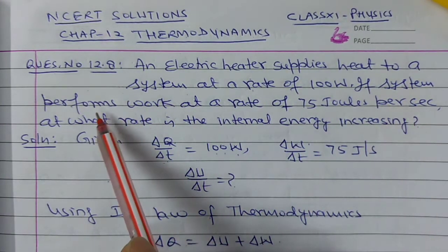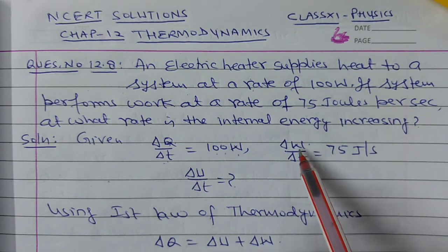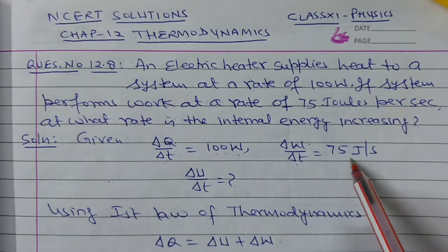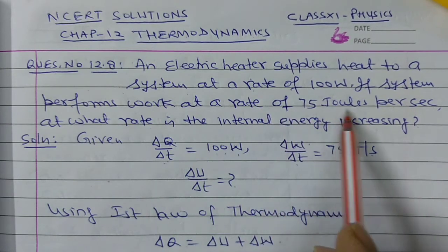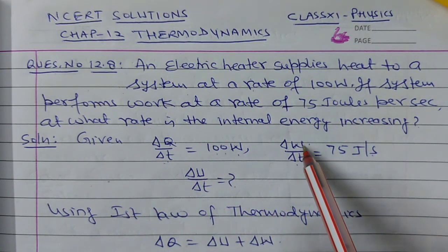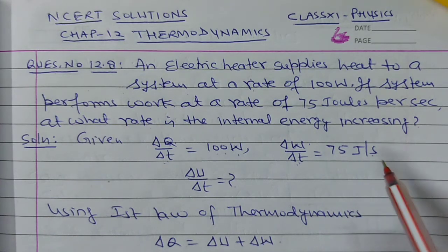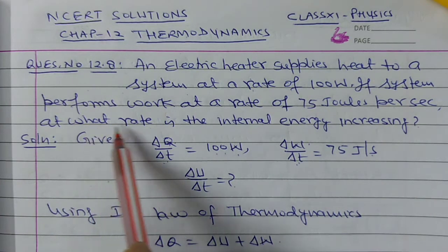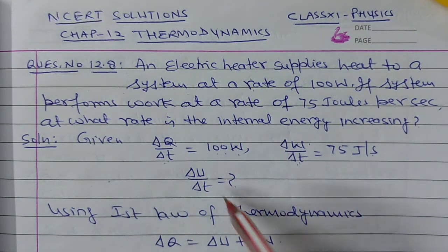And if the system perform work at a rate of 75 joule per second, that is delta W upon delta T is given 75 joule per second. This is the work at a rate of 75 joule per second, that is delta W upon delta T किस रेट से वर्क होता है, that is given delta W upon delta T is equal to 75 joule per second. And हमें कैलकुलेट करना है what rate, at what rate is the internal energy increasing. This delta U upon delta T हमें कैलकुलेट करना है.